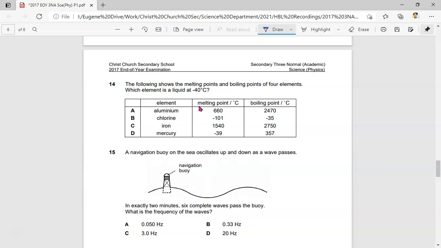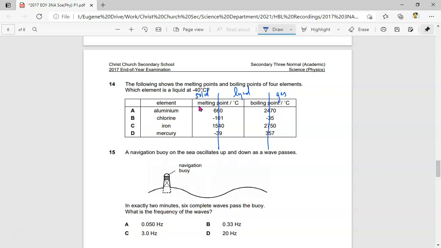Question 14. The following shows the melting and boiling points of 4 different elements. Which element is a liquid at -40? So take note, what normally for this kind of question to do, I'll draw a line like this. Anything above the boiling point, the substance is a gas. Anything below the boiling point but above the melting point is a liquid. Anything below the melting point is a solid.